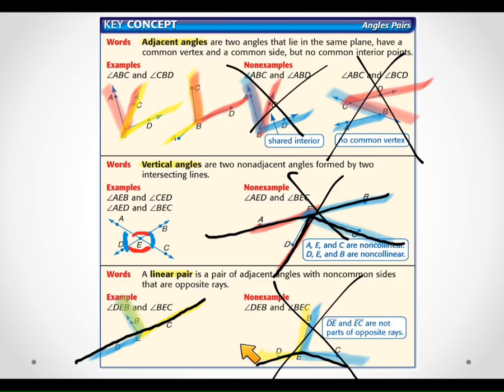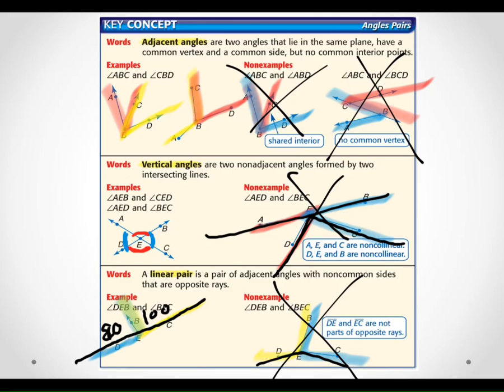One very important theorem about a linear pair, which we'll talk about in just a second too: linear pairs of angles always add to give you 180 degrees. If you add this angle plus this angle, a linear pair, they always add to 180 degrees. So if this angle was 80 degrees, this one would be 100.